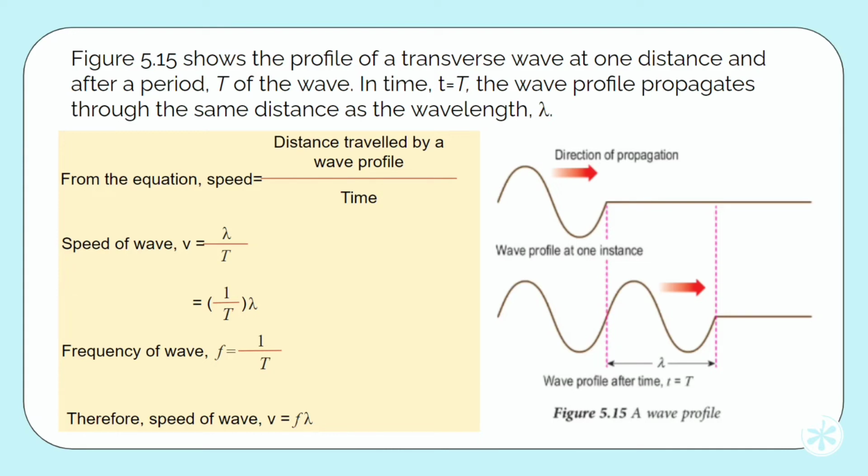From the equation, speed equals distance traveled by a wave profile over time. Speed of wave v equals lambda over T, equals 1 over T multiplied by lambda. Frequency of wave f equals 1 over T. Therefore, speed of wave v equals f multiplied by lambda.